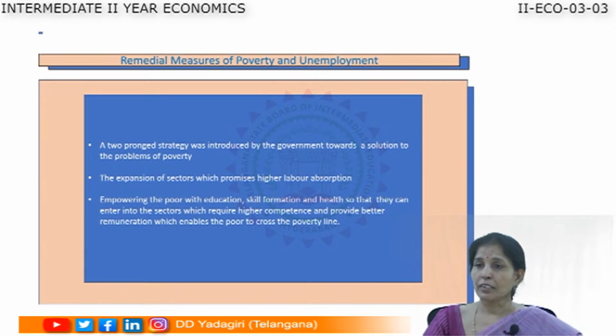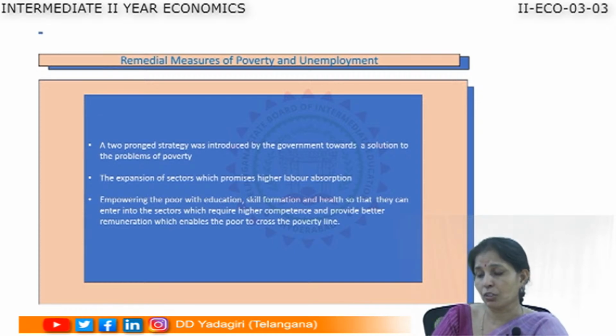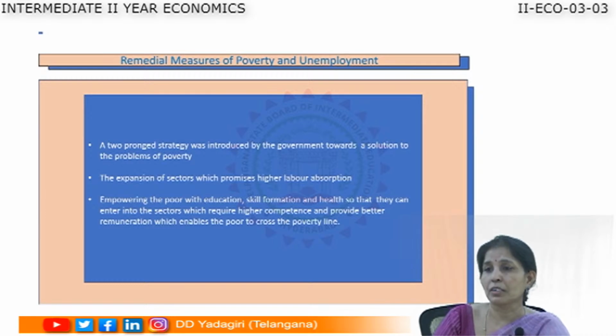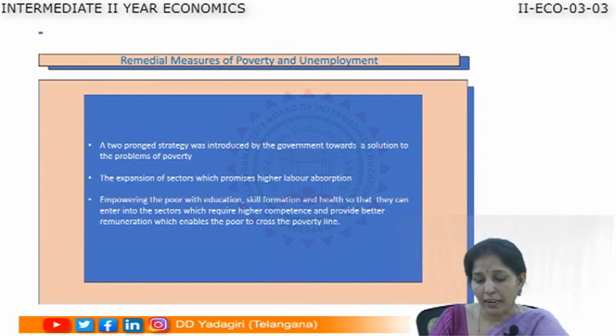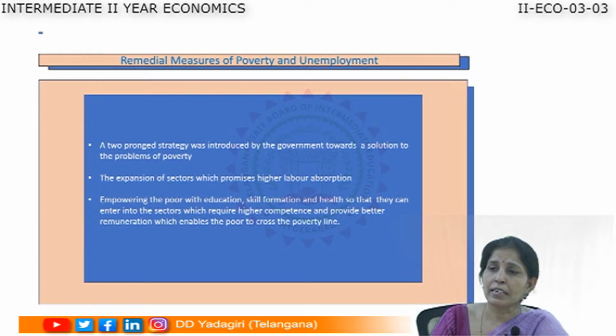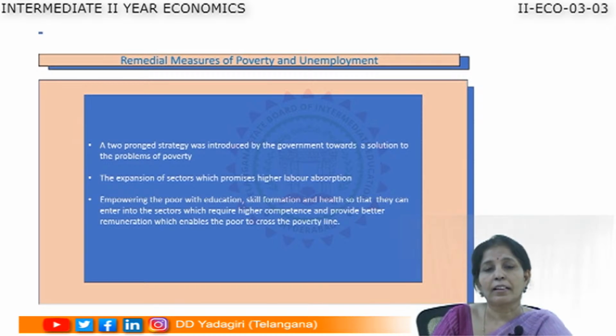So here the two important strategies are: expand the sector which promises more employment opportunities, and second, irrespective of that, empower the skills and efficiency. And today the government has taken various measures to empower the skills and efficiency of the people so that they can be employed in the sector which is promising with better remuneration.